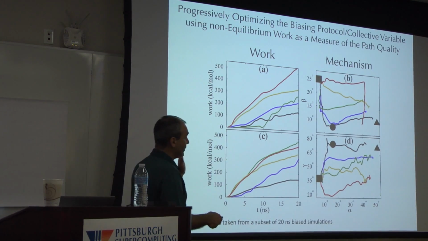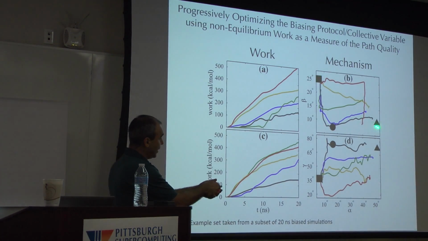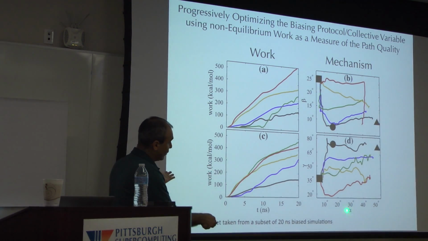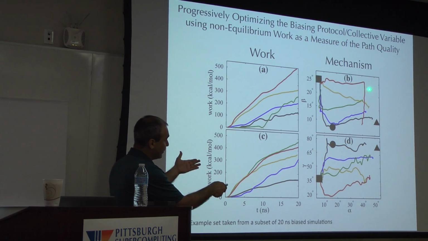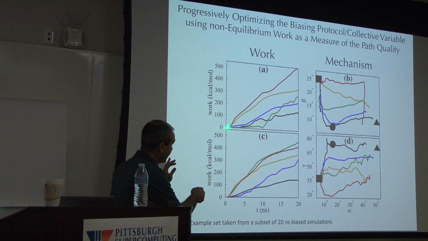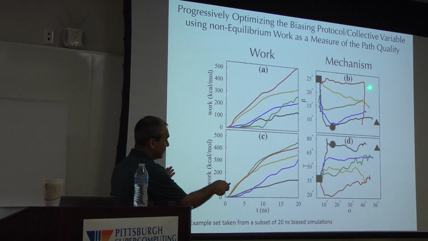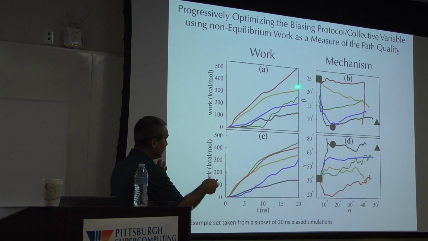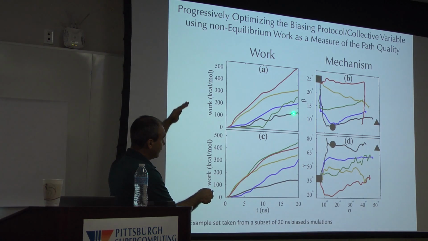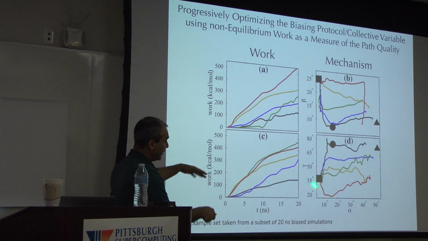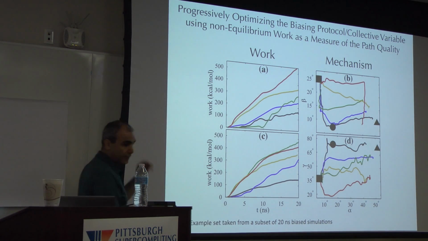So if I do RMSD-based transition moving from here to there, I'm analyzing it in terms of two angles, alpha and beta. It takes a mechanism that is incorrect. It takes too much work. The protein doesn't like this kind of transition, and the mechanism is wrong. Whereas if I start playing with my protocol and finding better protocols, lower work protocols, then I become also mechanistically correct in all these spaces that I can analyze the system.